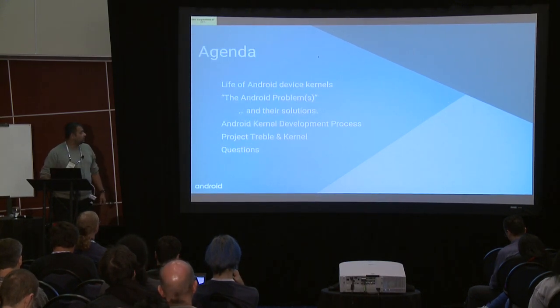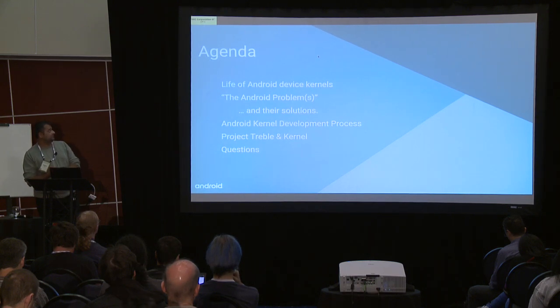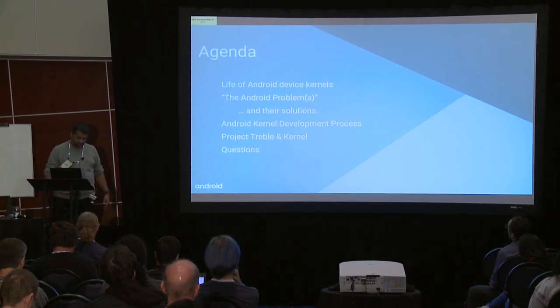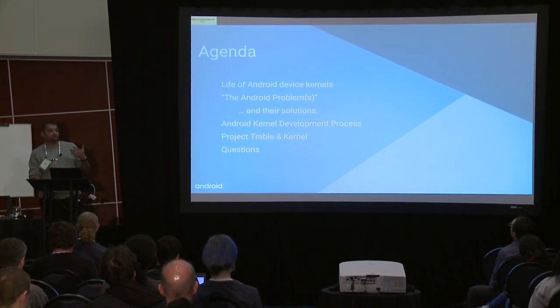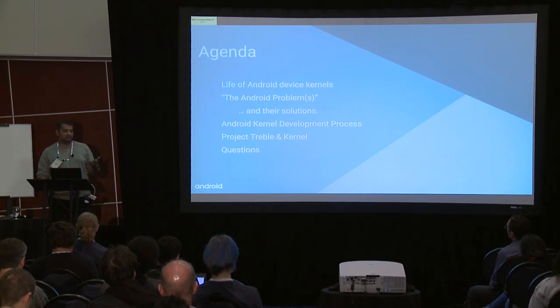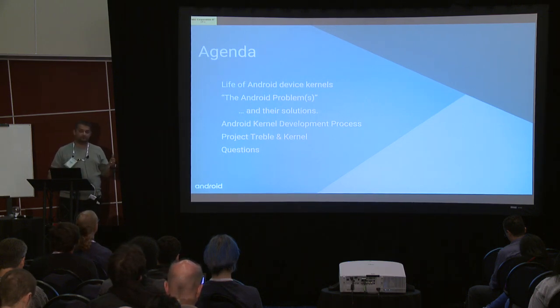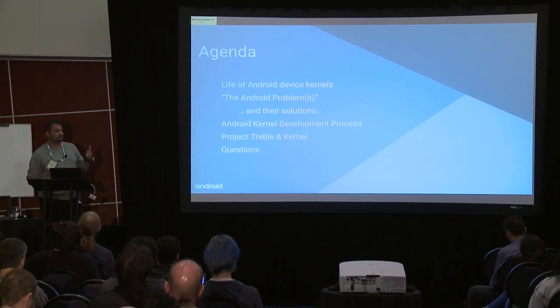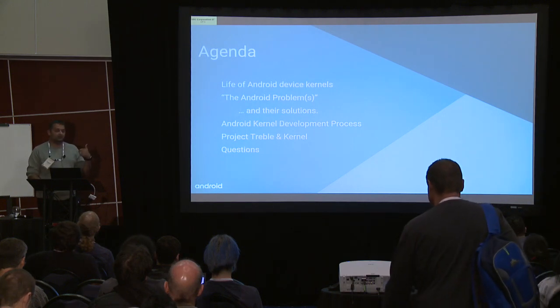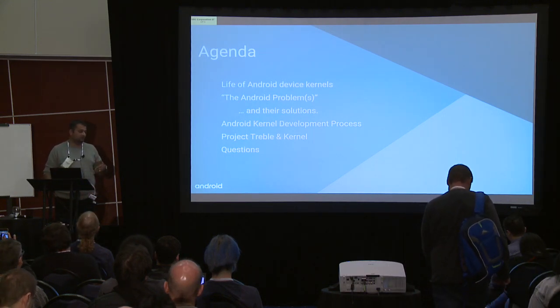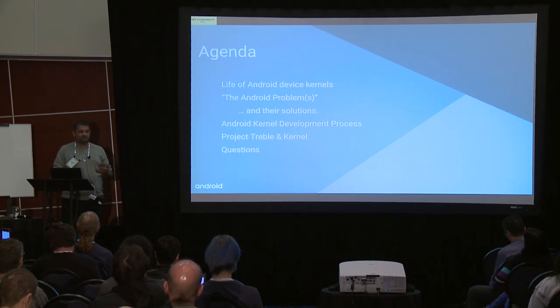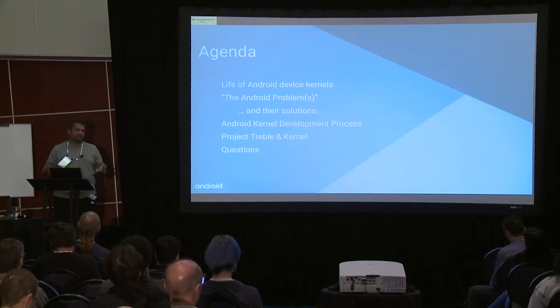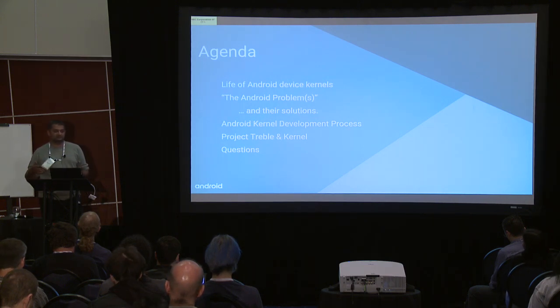To get into that, the overall agenda I split into about four different parts. The first is the life of an Android device kernel. This is actually written about in great detail by none other than Greg, even on android.com: why Android kernels are the way they are, how they start, how they continue to be maintained, and to answer a simple question, why does an Android device end up starting with a kernel that's already 2 years old, and why does it never catch up?